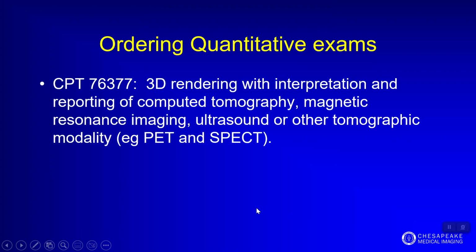If you're interested in ordering a quantitative exam either for MS or neurodegenerative disease, there is a CPT code for that. It is 76377, which is 3D rendering with interpretation and reporting of computed tomography, MRI, ultrasound, or other tomographic modality. And we have this on our order forms. You can check this on our order forms, and then we would perform this type of volumetric scan, which is in addition to your basic exam interpretation and acquisition.